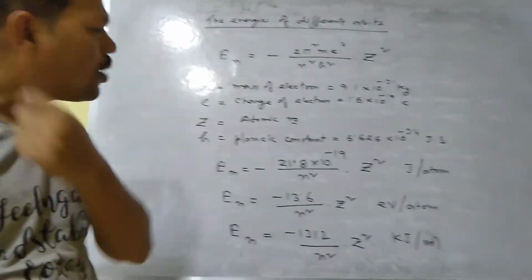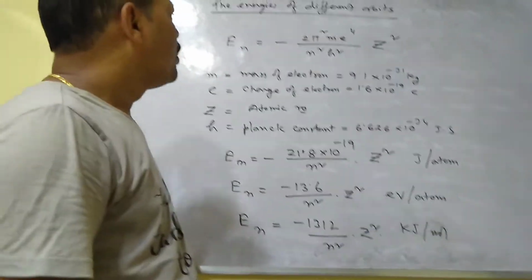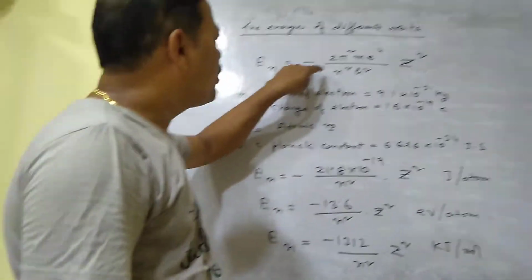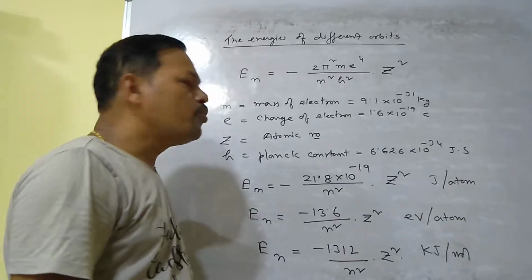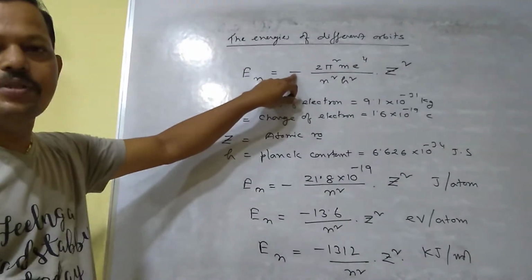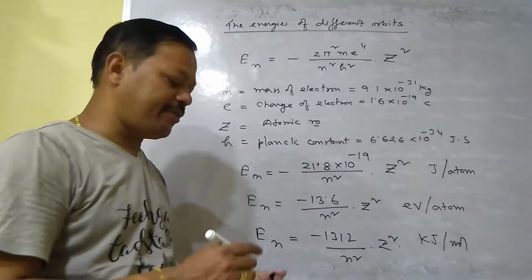Now, one question: why is the energy of the electron always represented by a negative sign? If you want to know about this, here I have put one negative sign. Why is the energy of the electron negative?